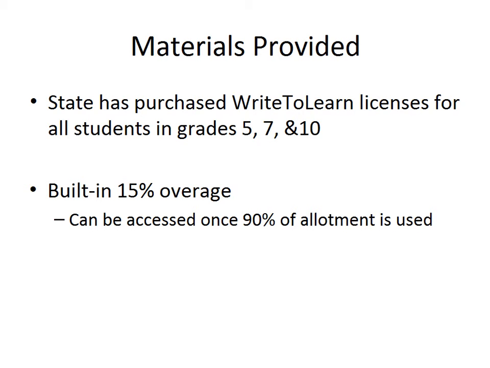And materials provided, this is the same as last year as well. The state will purchase WriteToLearn licenses for all students in grades 5, 7, and 10, no matter if you're public or private or all schools. Also, there's a built-in 10% overage. I have that wrong in my PowerPoint, I'm sorry about that. But 10% means that if your enrollment went up from last year, because we have just the set amount of students in there as last year, there's this overage, so you can add more students than you had last year, up to 10%. This can be accessed once 90% of the allotment is used.